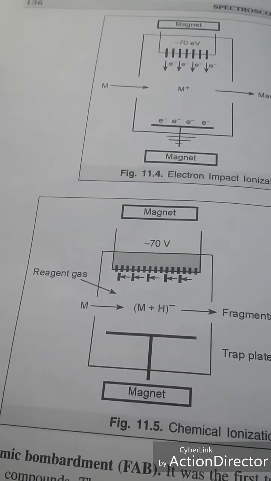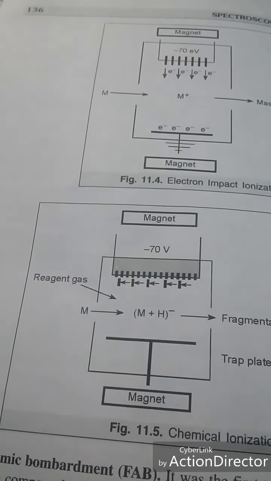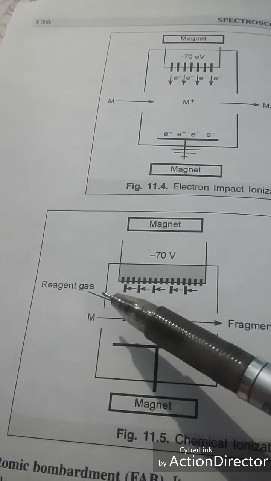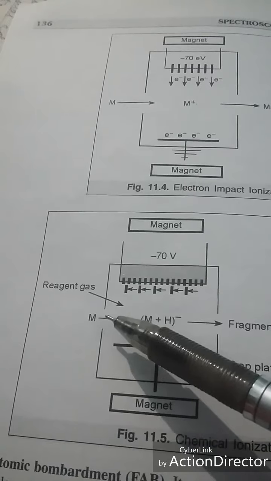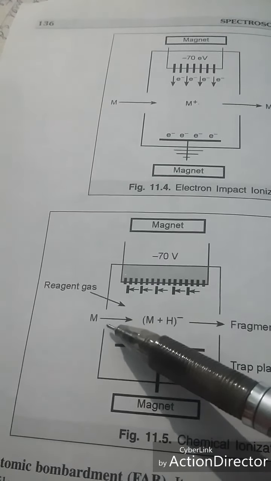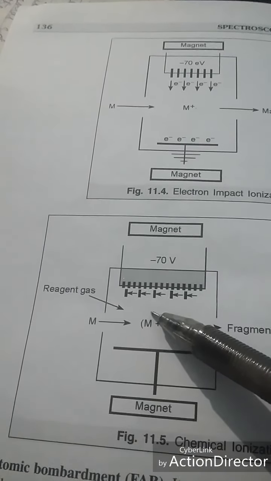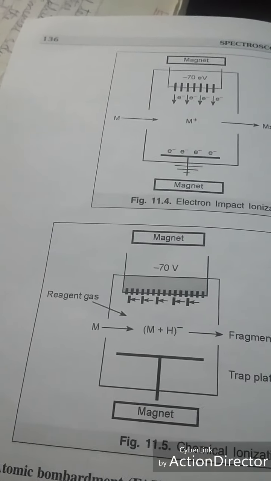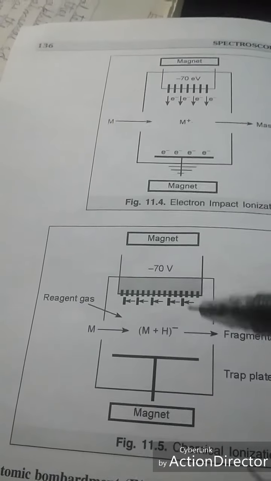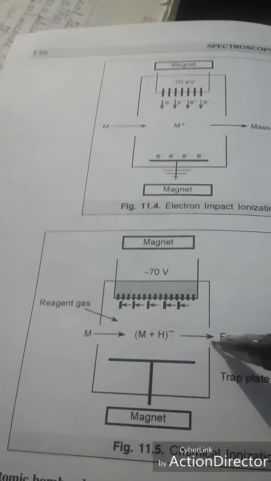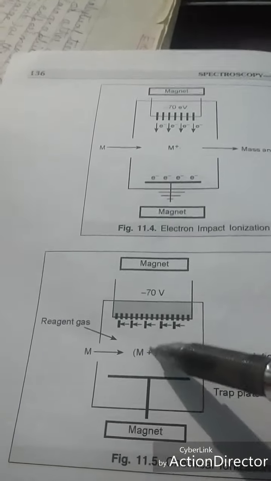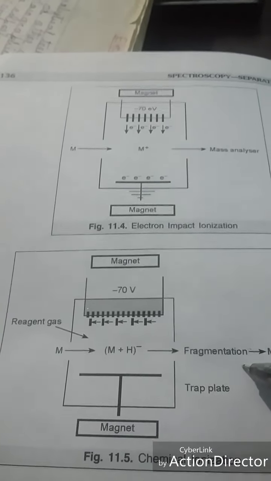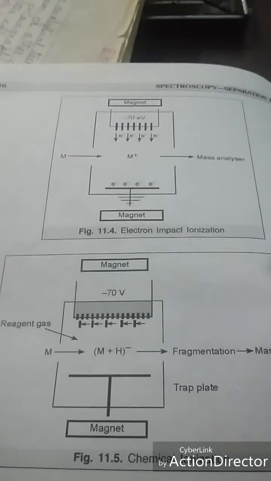Next is chemical ionization, in which generally a reagent gas, usually ammonia or methane, is taken and ionized. The long reaction time results in ion-molecule reactions between them, and that results in the formation of ions, which on further bombardment will give fragmentation, and that will then go to the mass analyzer.